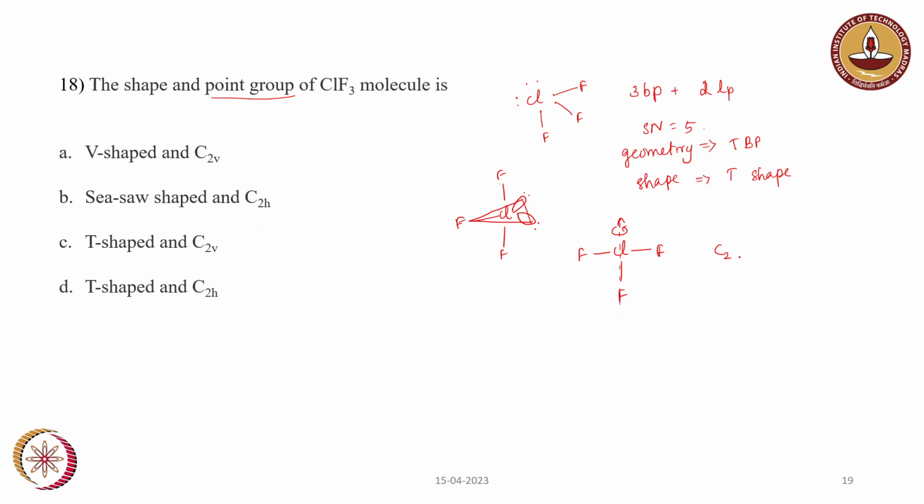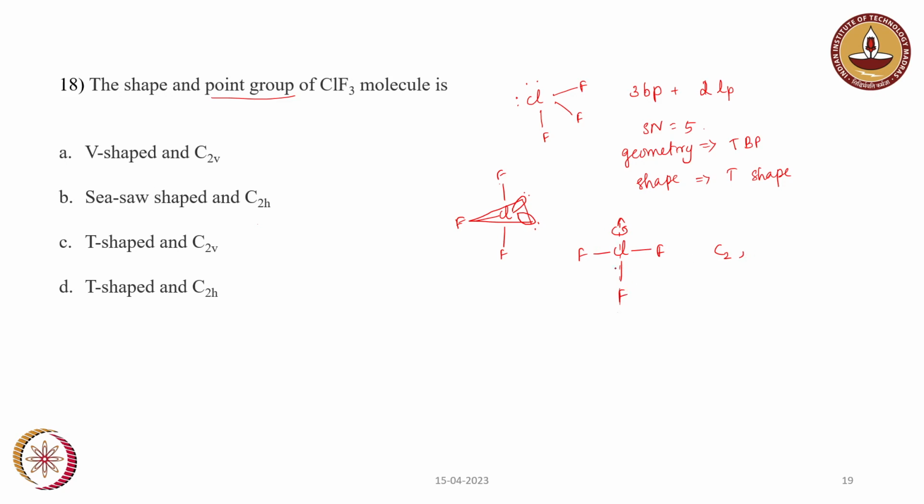So one C2 axis is present here, and we can place a mirror between this C-Cl-F bond, passing through this C-Cl bond. If we place a mirror here, this C-Cl bond will be reflected, giving the same configuration. So one mirror can be placed through this bond.